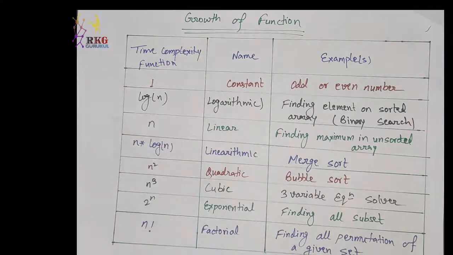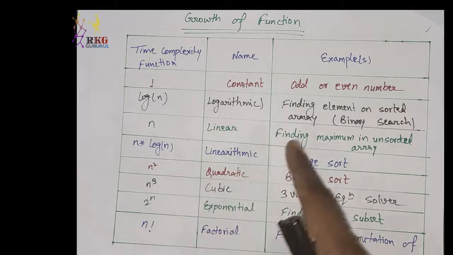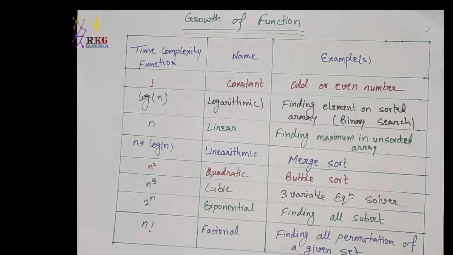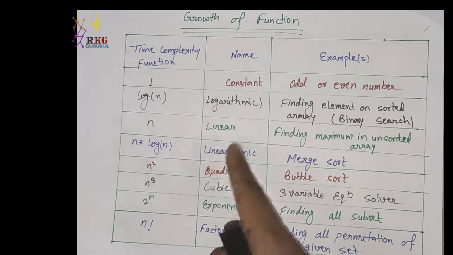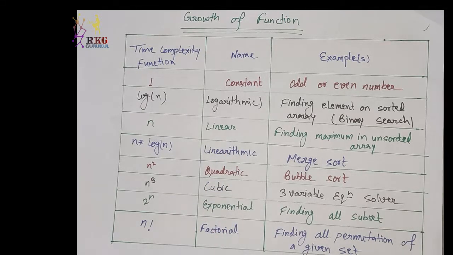Secondly, logarithmic. An example of logarithmic is finding an element in a sorted array, that is called binary search. So binary search is the example of a logarithmic function. Linear function: finding the maximum or minimum from an unsorted array, or linear search. N log n is called linearithmic or linear logarithmic. Examples of linear logarithmic are merge sort and quick sort. This type of algorithm takes n log n time.